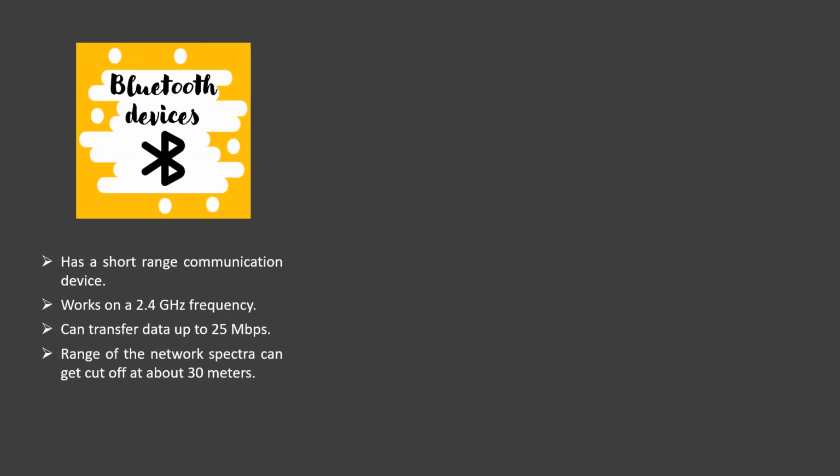For the Bluetooth devices, it is a short-range communication device which works on a 2.4 GHz frequency. It can only transfer data up to 25 megabytes per second. The range of the network spectrum can get cut off at about 30 meters.